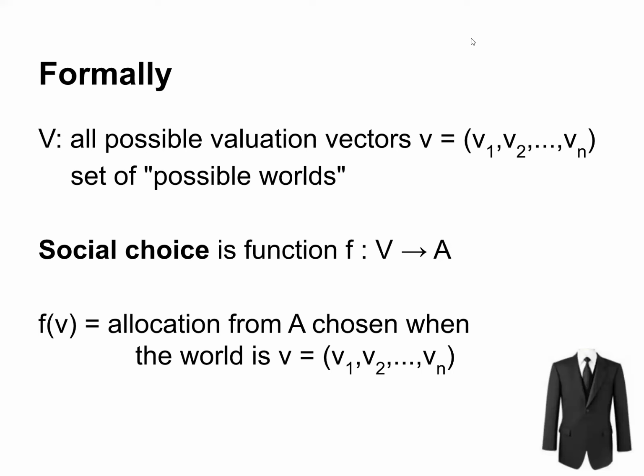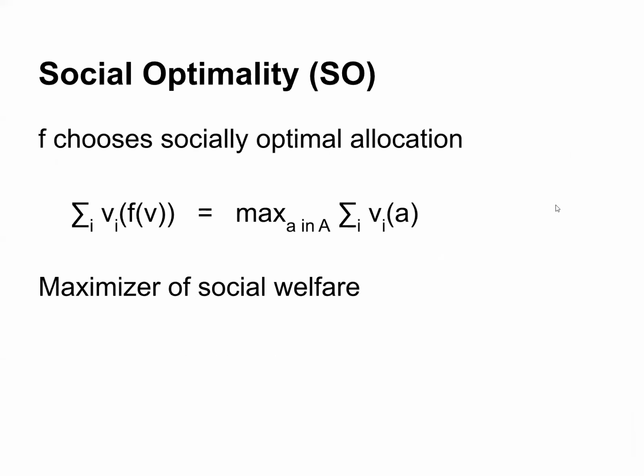So in the very formal setting, we have the set of all possible worlds, all possible users. And what we really do is we execute the social choice. And it's a function from the set of all possible worlds to the set of all possible allocations. So essentially, given certain users, given certain world, we decide which allocation to give to the users today. Okay, it's just formalization of what we do as the owners.